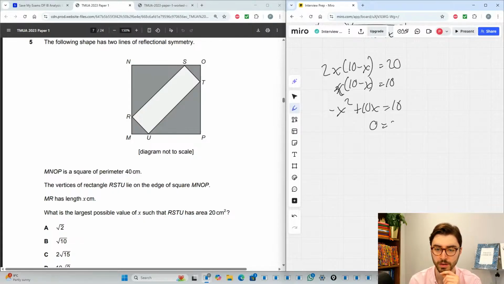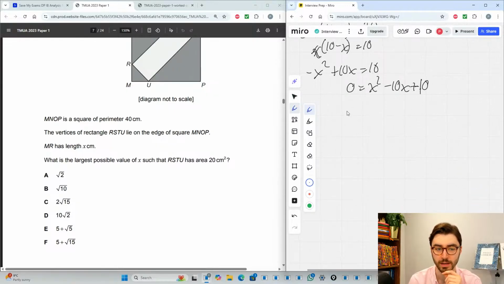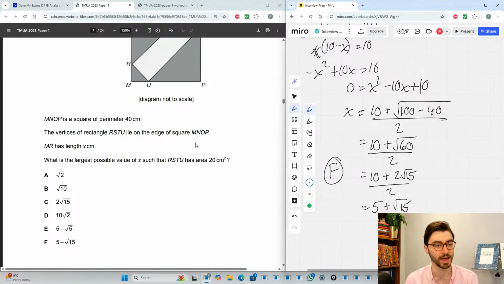I'll move this over. That should give me... I don't expect it to solve precisely. So x is equal to minus b plus, and we're looking for the largest, so I'll just do the plus, root b squared minus 4ac, all over 2a. So that's 10 plus root 60 over 2, which is 10 plus 2 root 15 over 2, which is 5 plus root 15, which is F, and I'm going to stick with that.